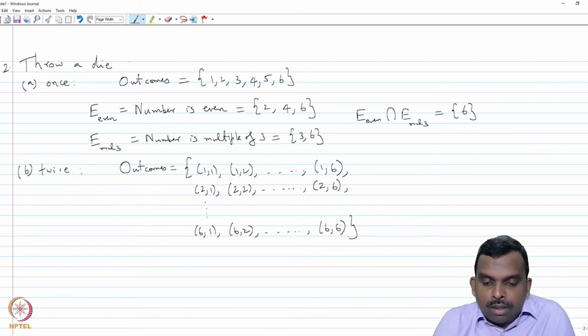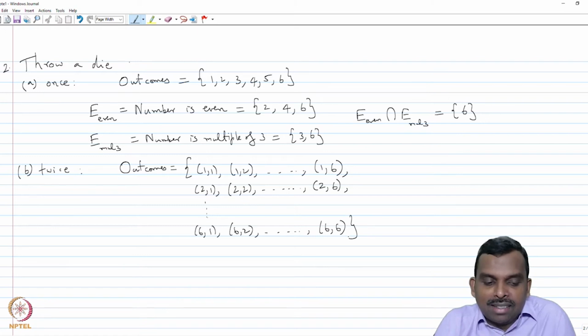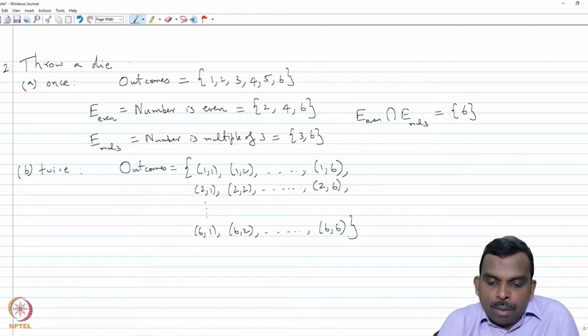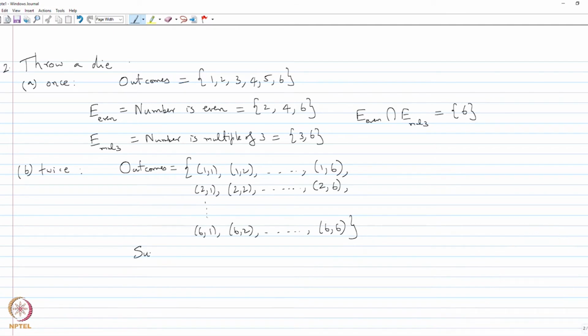Okay, so this has got 36 possibilities in the set of outcomes, and you can define more interesting events. So for instance, I might want to define an event which says the sum of the two numbers is, let's say, 6. I could call this event S6, which is the event that the sum of the two numbers that you saw was 6.